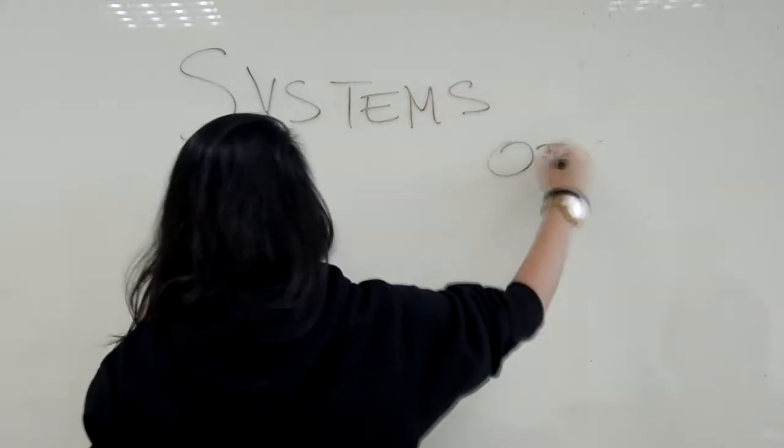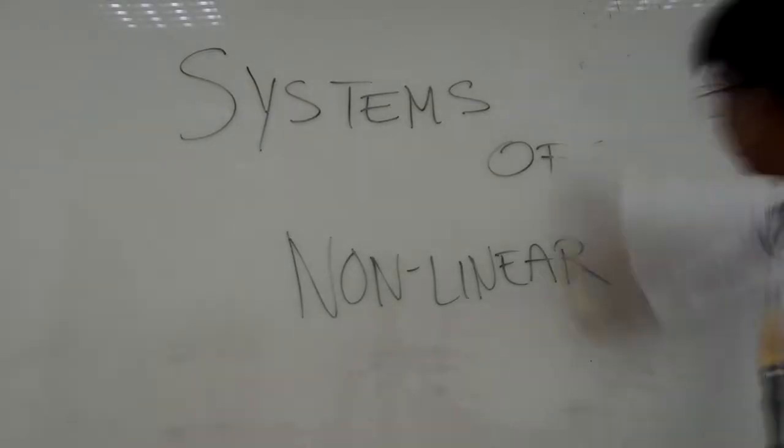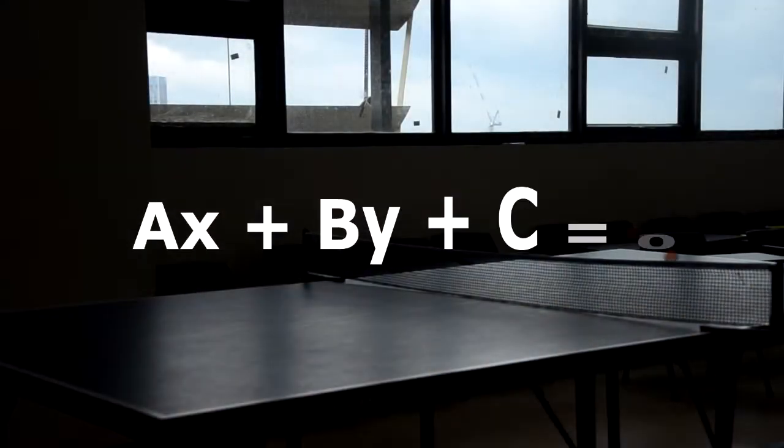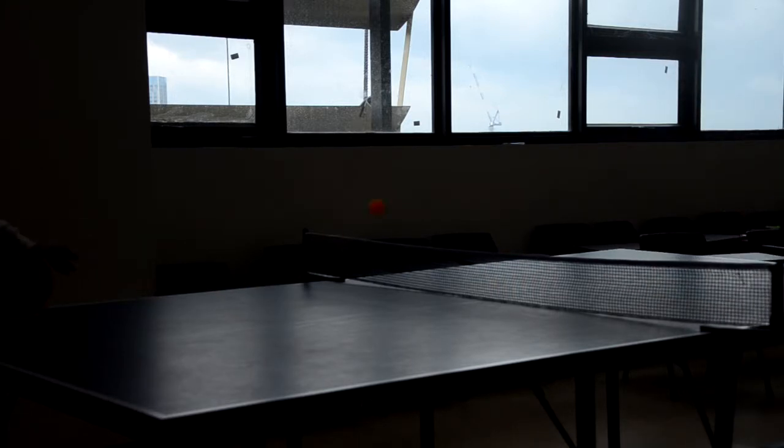Well, what is a nonlinear equation? A nonlinear equation is a system of two or more equations in two or more variables, containing at least one equation that is nonlinear. A linear equation can take the form of ax plus by plus c equals 0. So any equation that is not like this is an example of a nonlinear equation.